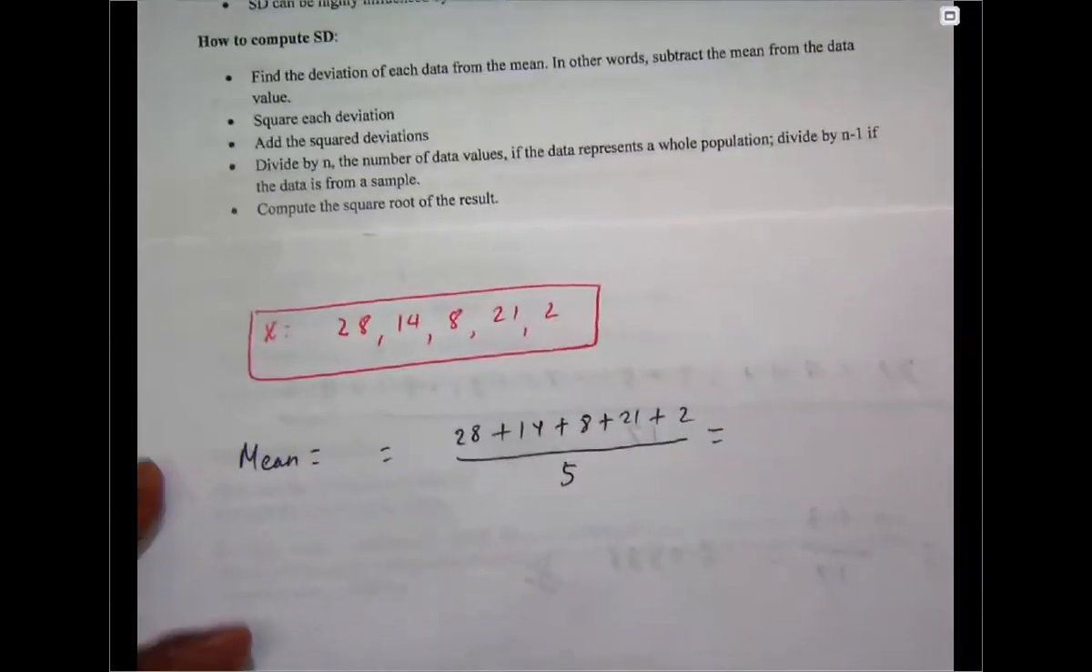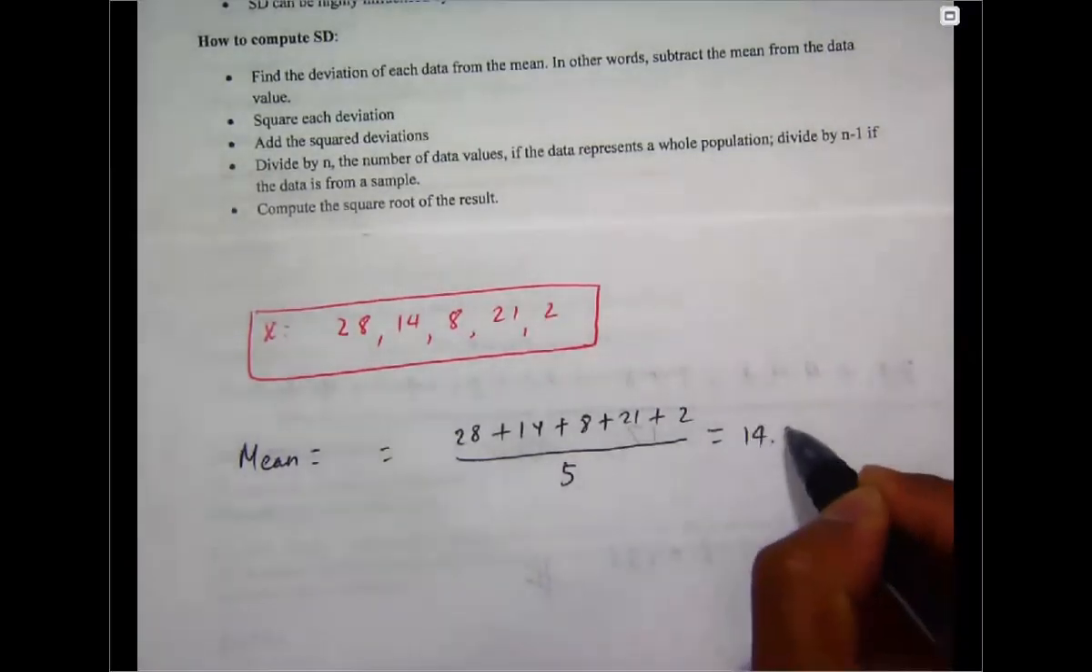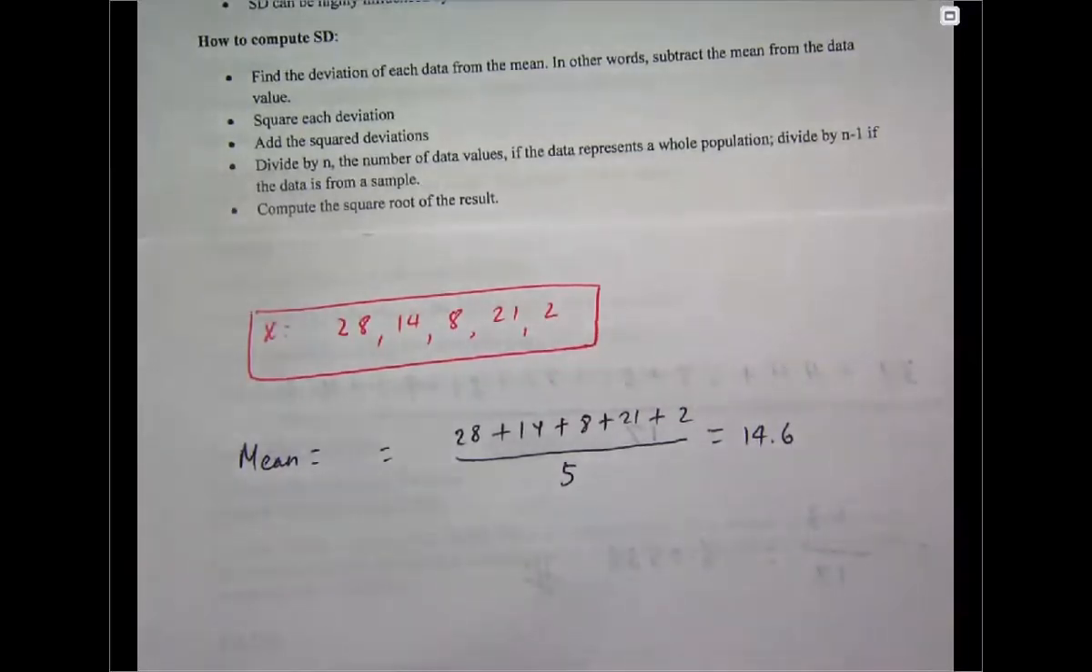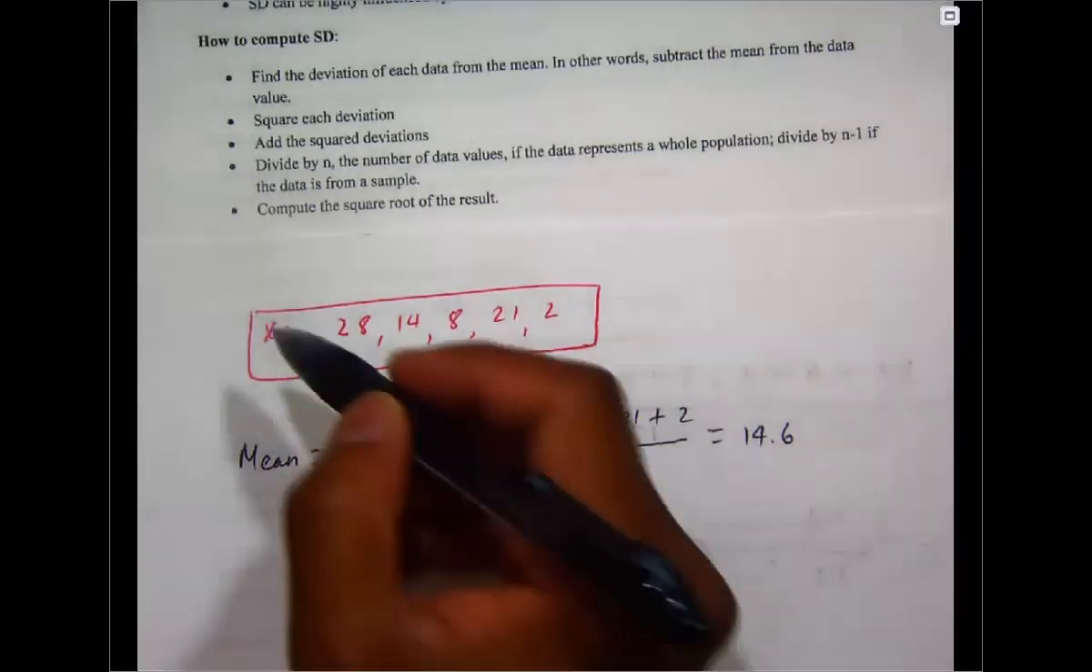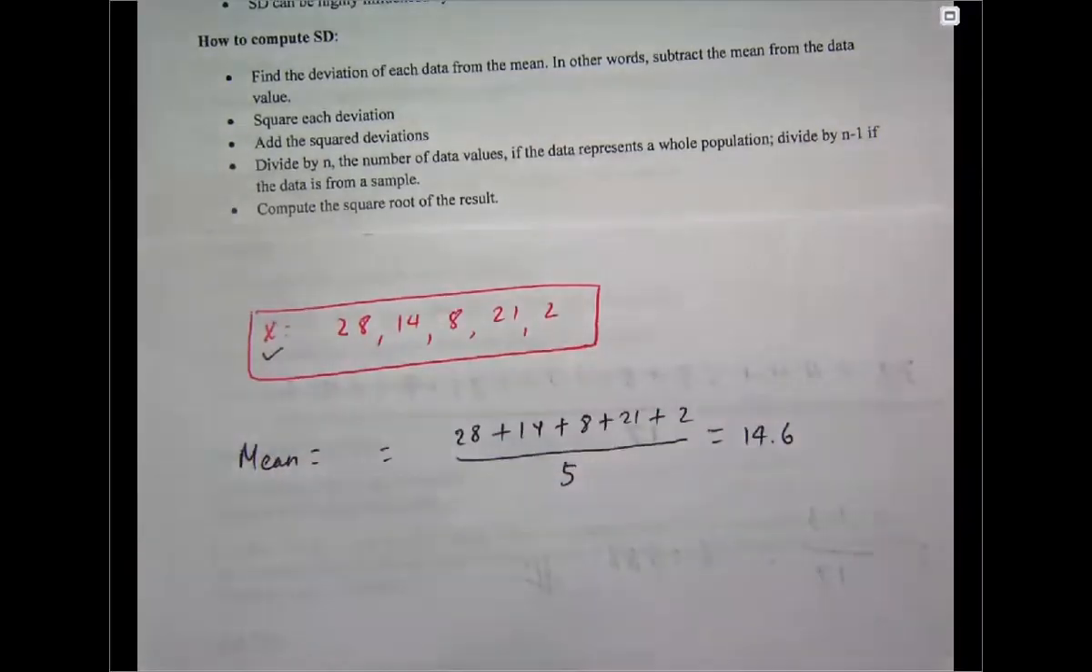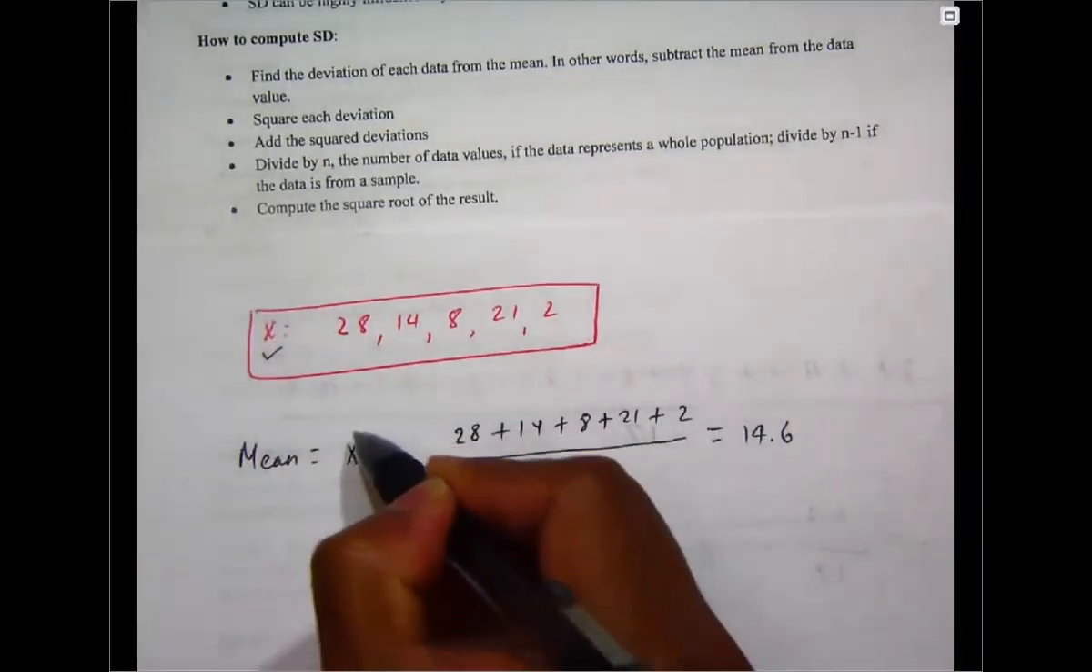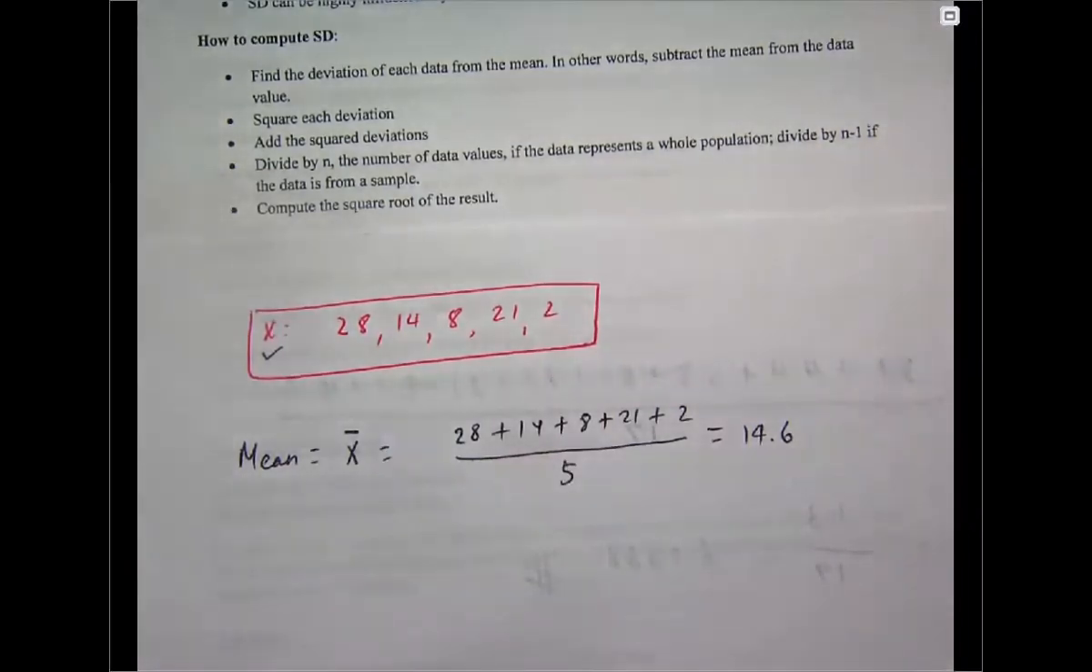And what is the mean? 14.6. Don't round it unless they ask you to round it. Don't round anything. To compute the standard deviation, you need everything as it is. Make sense? So that's the mean. If you use X to represent the data, this is how we represent the mean: X bar. X bar stands for the mean, the average for the data you have been given. Clear? Okay. So now we're done with step 1.